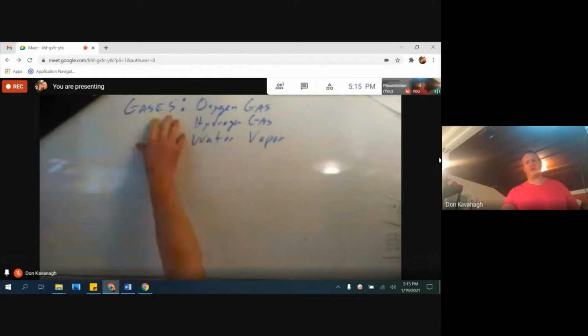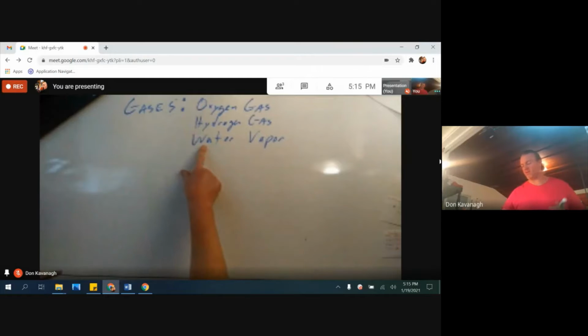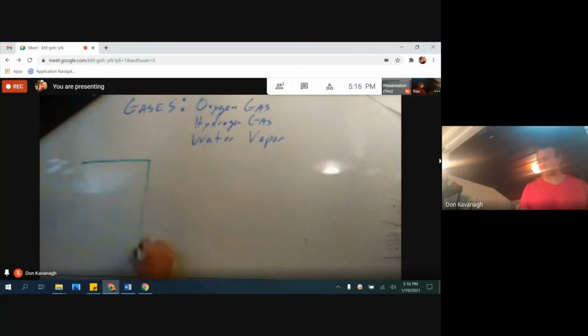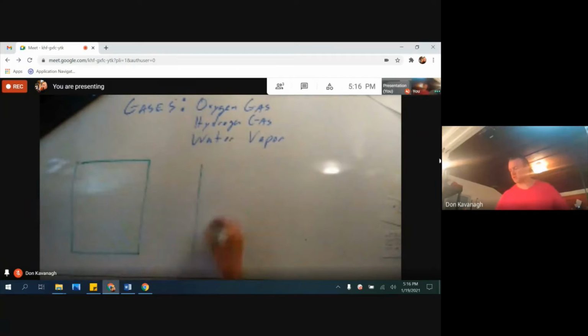The three following gases, how are they similar? How are they different? This is going to require some drawing and some atomic fission. Oxygen gas, hydrogen gas, and water vapor. It felt kind of weird to say water gas, so I just said water vapor right here. So inside these boxes, I'm going to try to draw some cartoon images of these gases.